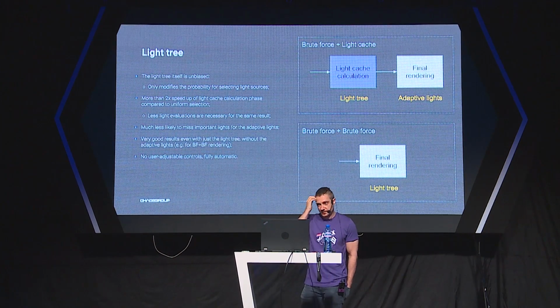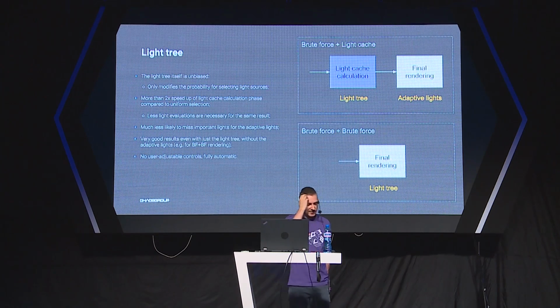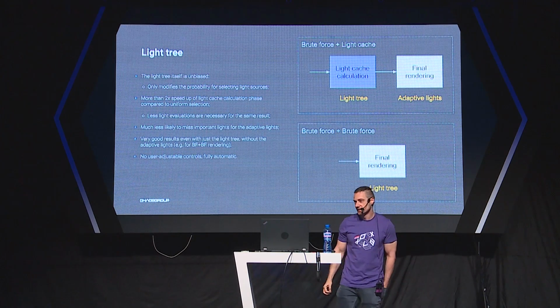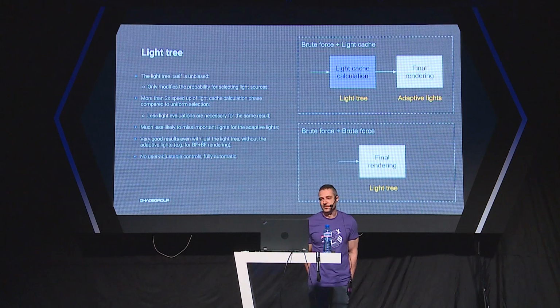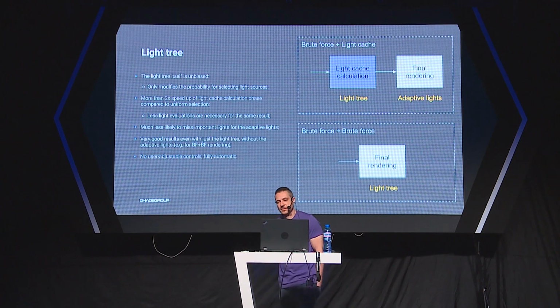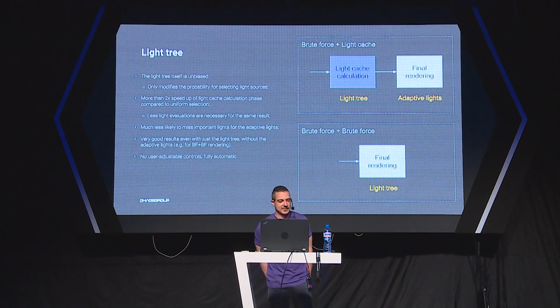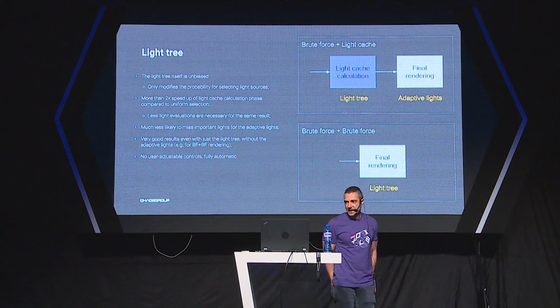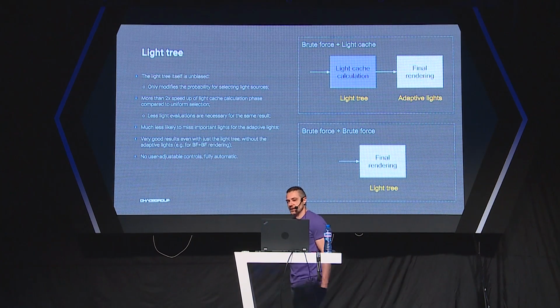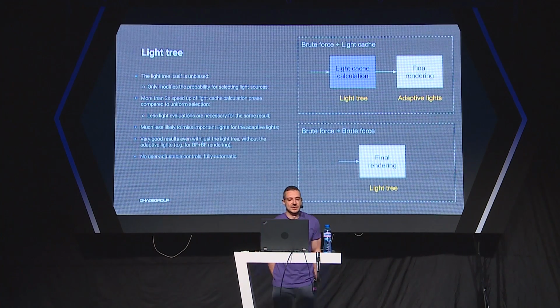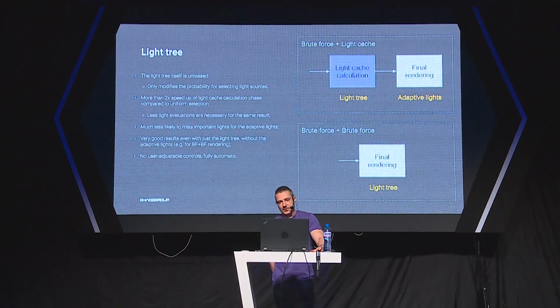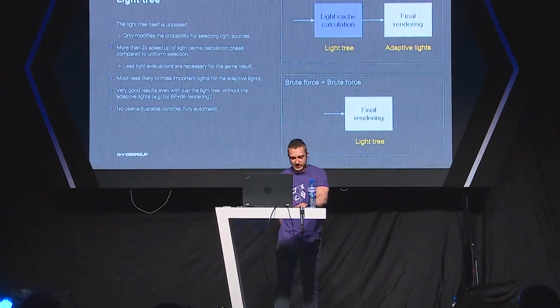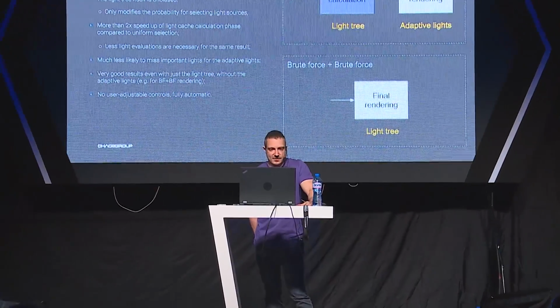And here on the right, you can see a schematic view of how this works and when the light tree is being used. In the default settings for V-Ray, when you have brute force rendering and light cache, we use the light tree for the light cache calculation because we can build it in advance and it doesn't require any sampling of the scene. And then we use the light tree to fill in the input to the adaptive lights algorithm, which is used for the final render. And if we don't have the light cache, if we just use brute force rendering, then we just use the light tree itself.